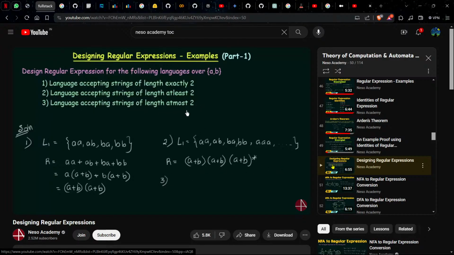The third one is language accepting strings of length at most 2. Now what is the meaning of at most 2? At most 2 means maximum it should be 2 and minimum is not specified. So minimum we can have nothing, null, that is epsilon, and then we can also have strings of length 1 like A and B. And also you can have strings of length 2, AA, AB, BA, and BB.